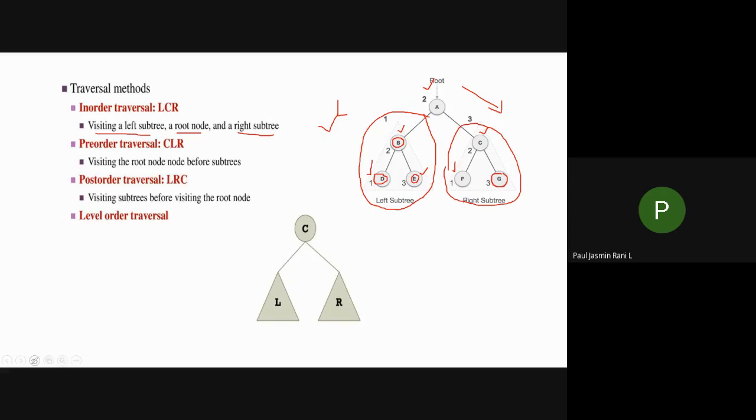Coming to pre-order traversal, first you give preference to your root node. Always all the parent nodes will be visited first. You have to give preference to the parent node. Next, you have to visit your left subtree and your right subtree. So first you give preference to your root element, that is the parent node. Next, you go to your left. Always give preference to your left. Then you go to your right side.